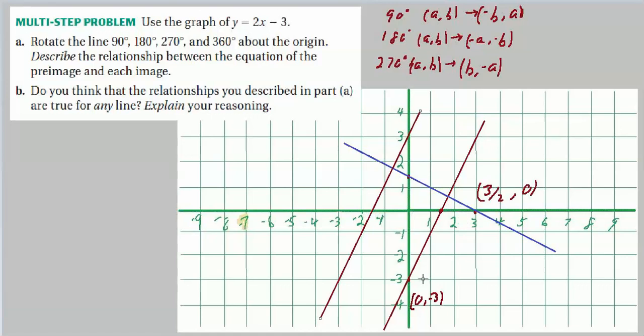What about this point here? Well, 180-degree rotation, what does that do? That brings it right up to here. Or we could apply this and get 0, 3. Negative 0 is still 0. Negative minus 3 is 3. So we get these 2 points on our line, and now we can correctly position it. This is our 180-degree rotation of this line about the origin.